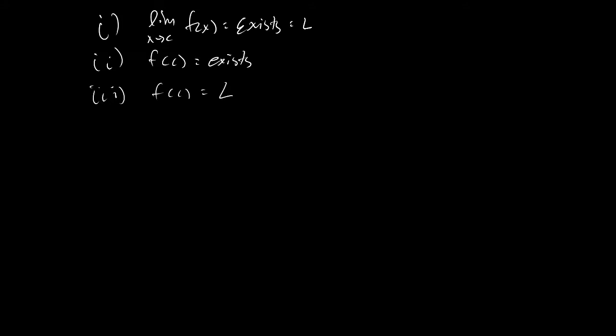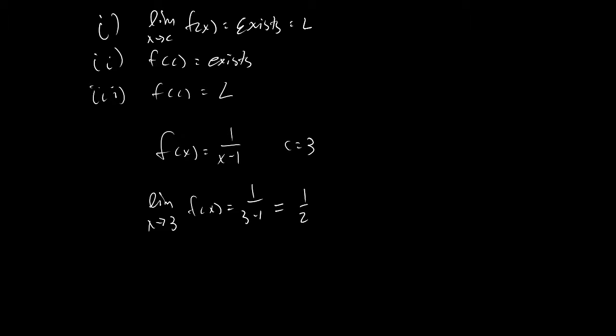So we need to show that f of x, which is 1 over x minus 1, is continuous at c equal to 3. First thing, limit. So I'm going to say the limit as x approaches 3 of my f of x. First thing I'm going to try to do is plug in: 1 over 3 minus 1, which is equal to 1 half.